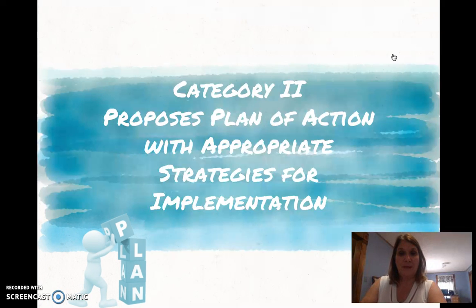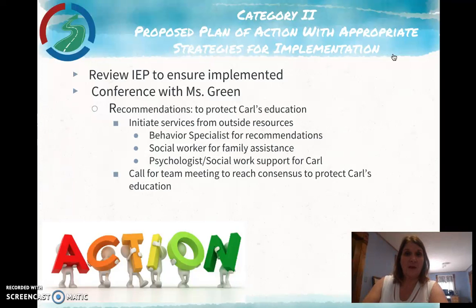Category 2 proposes plan of action with appropriate strategies for implementation. The first thing I would propose is to review the IEP. I know they just had a new IEP, but I would want to review it and make sure it was being implemented. Then the second thing I would do would be conference with Ms. Green and give her recommendations of what would be successful. One of the recommendations, and these recommendations would be to protect Carl's education.